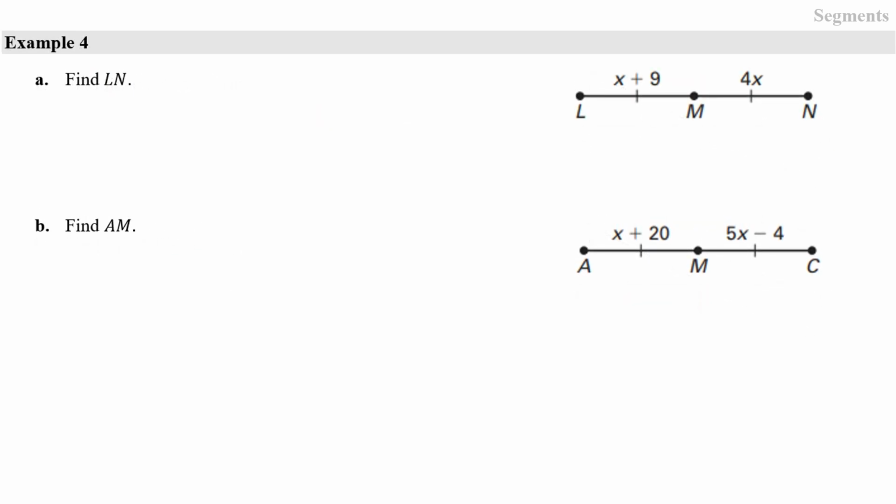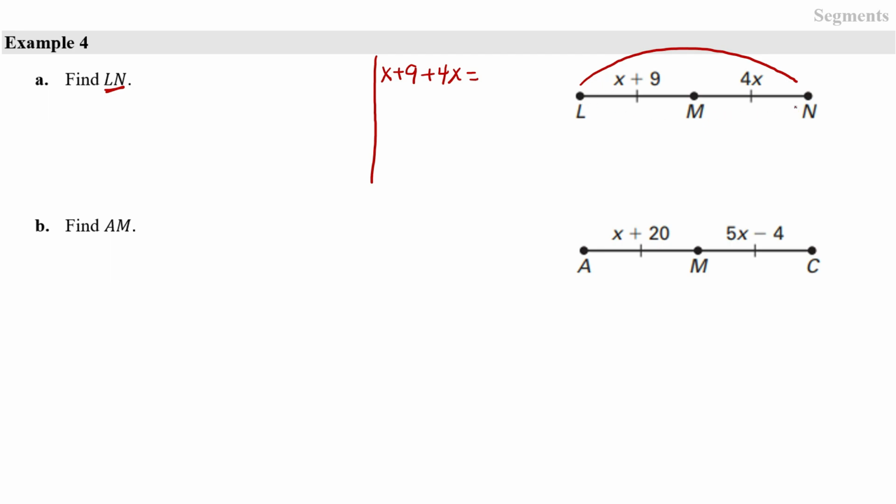And then I'm going to do another example very similar, but now we're going to start using some algebra. Same thing here. Find the distance from L to N. Okay, so the distance from L to N is this whole thing here. Okay? And you might be tempted to write down x. Don't write this down because this is actually wrong. But you might be tempted to write down x plus 9 plus 4x equals to what?